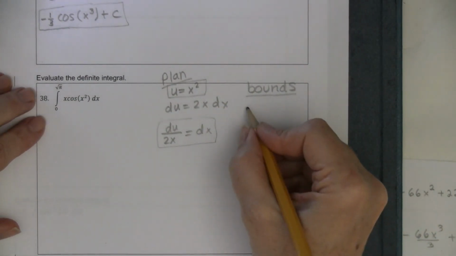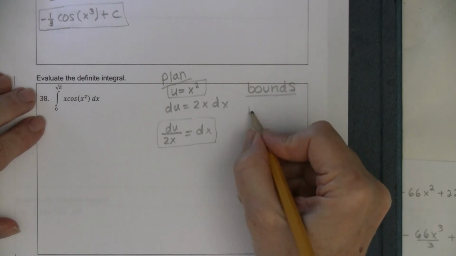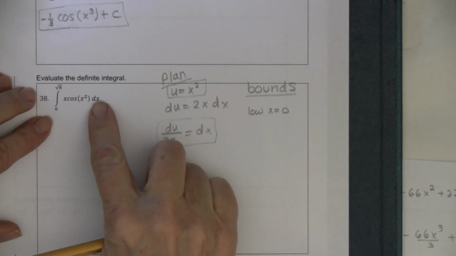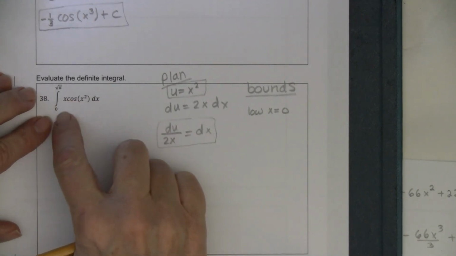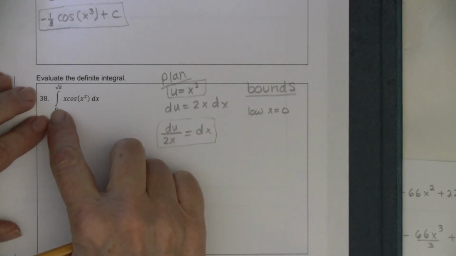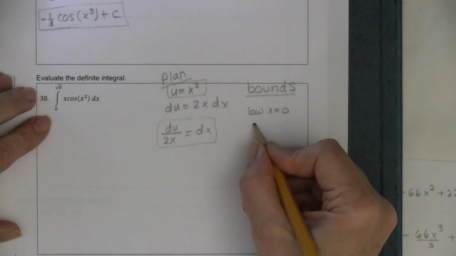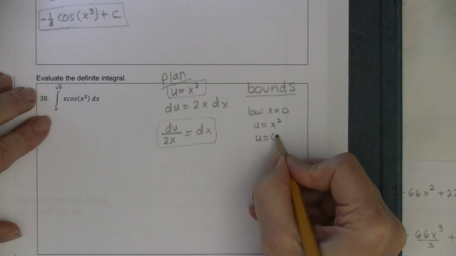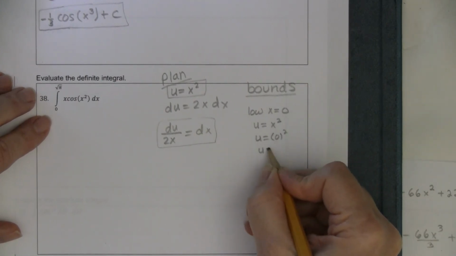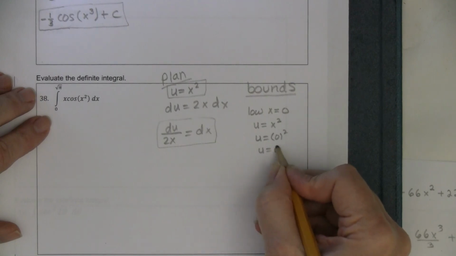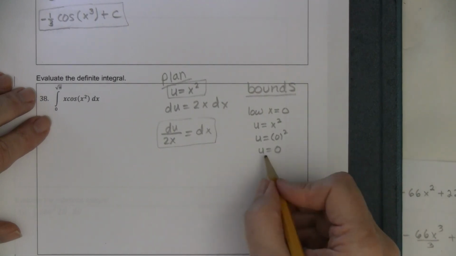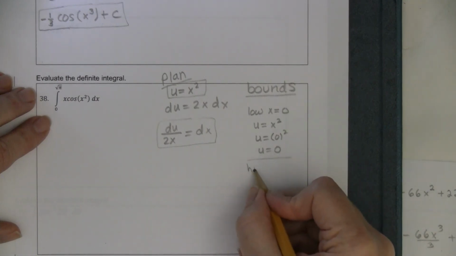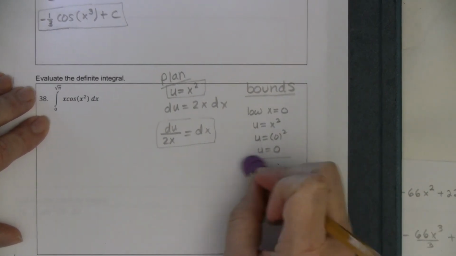But it doesn't matter what bound you start with. So I'm going to start with my low bound, which was x equals 0. See how all of this is in terms of x. So this is x equals 0 for my low bound. And then I know that my formula is u equals x squared. So u equals 0 squared. So coincidentally enough, the low bound is u equals 0. Probably not going to happen on the high bound. So we'll try it. So here's my high bound, my upper bound, whatever you want to call it.